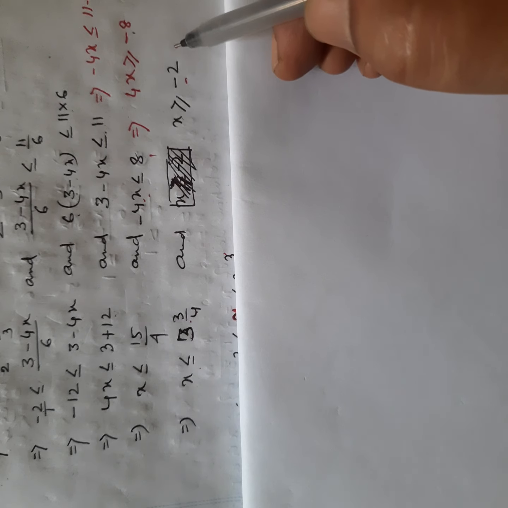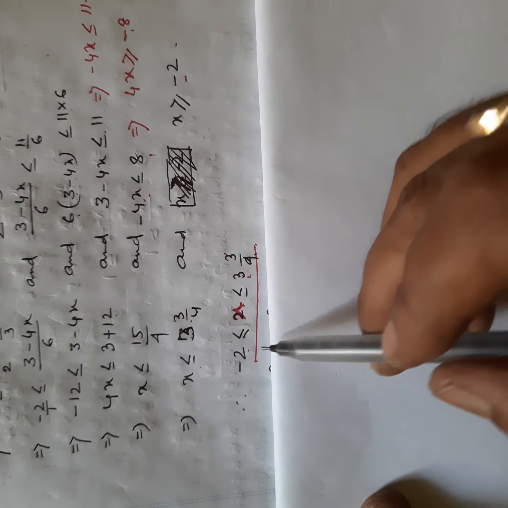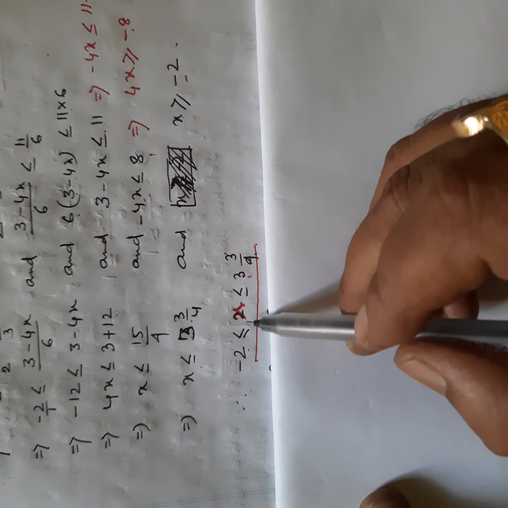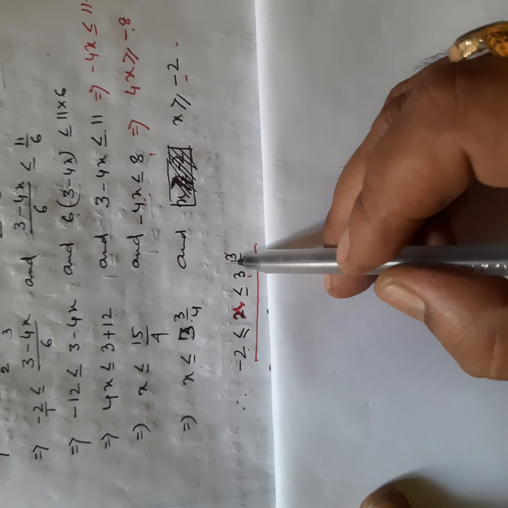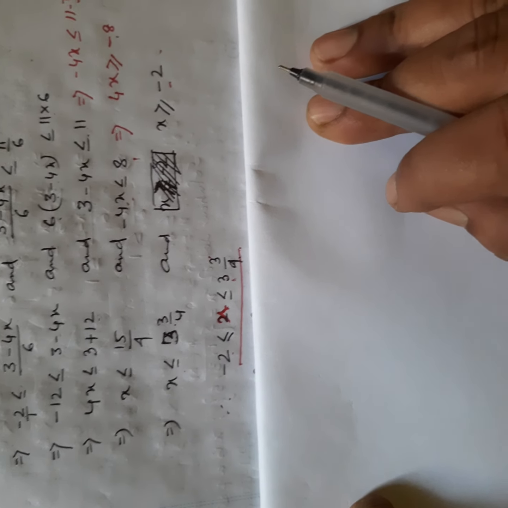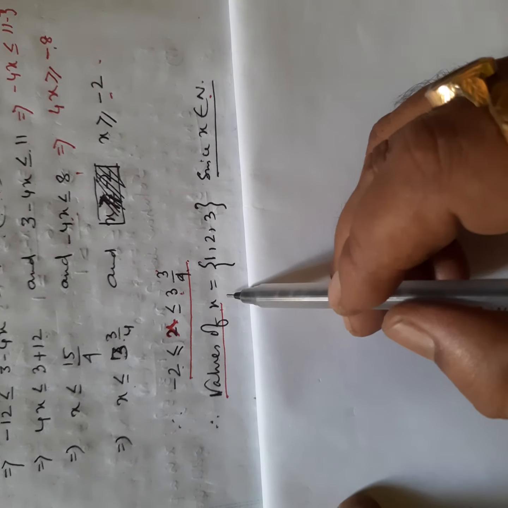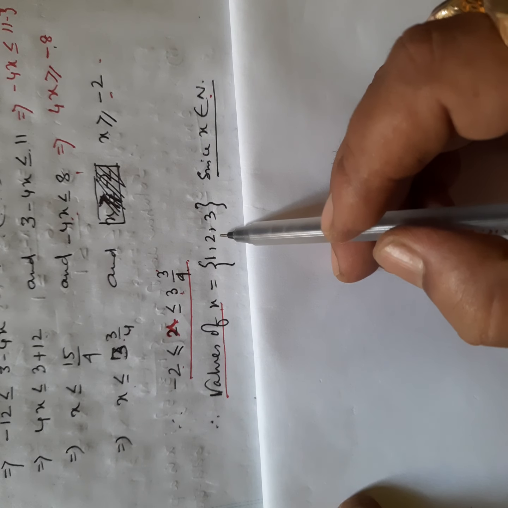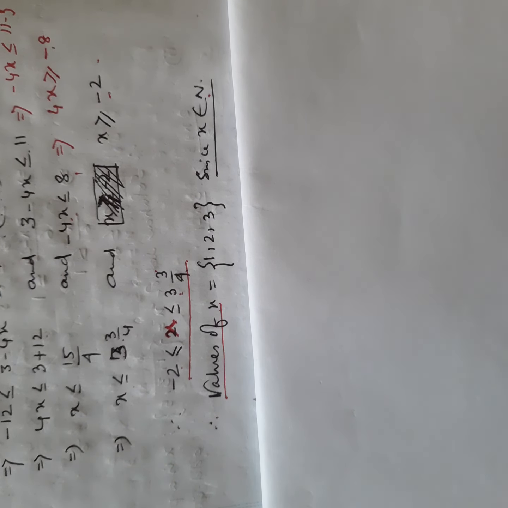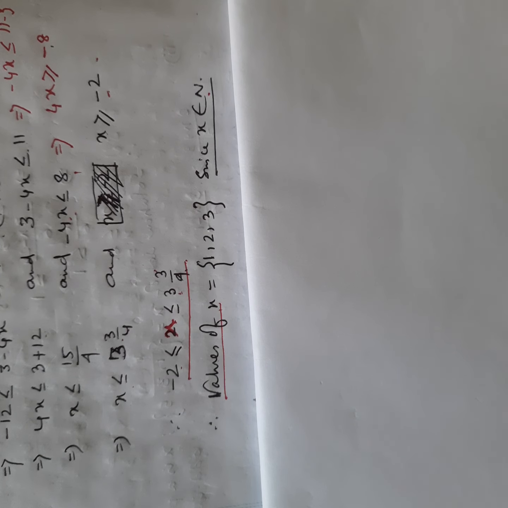For all x belongs to N, the solution set is -2 ≤ x ≤ 3 3/4. Therefore the values of x are 1, 2, 3, since x belongs to capital N.